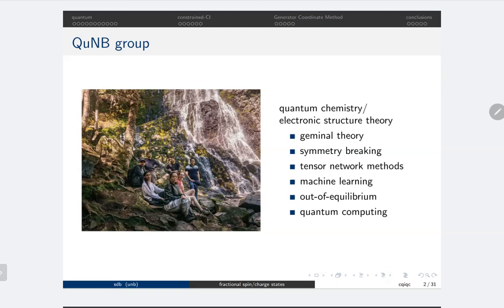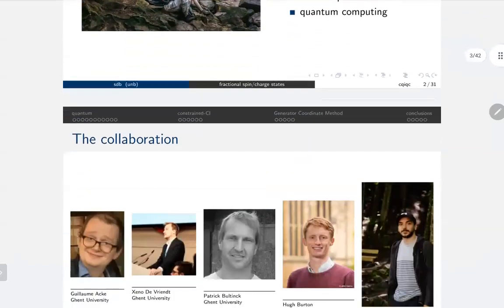We're also looking into how we can understand a little bit of the electronic structure problem from a machine learning point of view. Quantum computing is also something we are working on, and the algebraic angle is very interesting to us, and we're also looking into out-of-equilibrium systems. But today I'm mostly going to be talking about symmetry breaking.